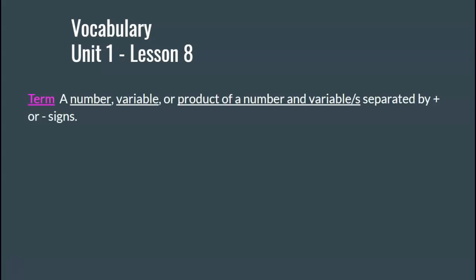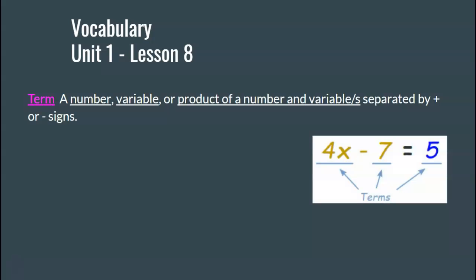The first word you need to know is the word term. A term could be a number, a variable like x, or the product of a number and a variable, like 4x. Usually terms are separated by addition or subtraction signs. Here's an example.